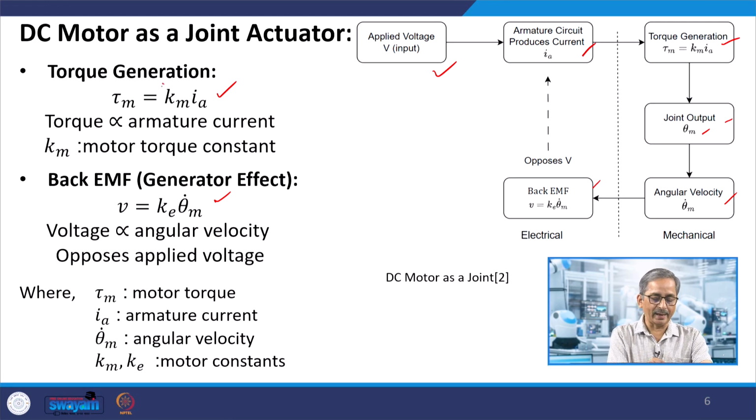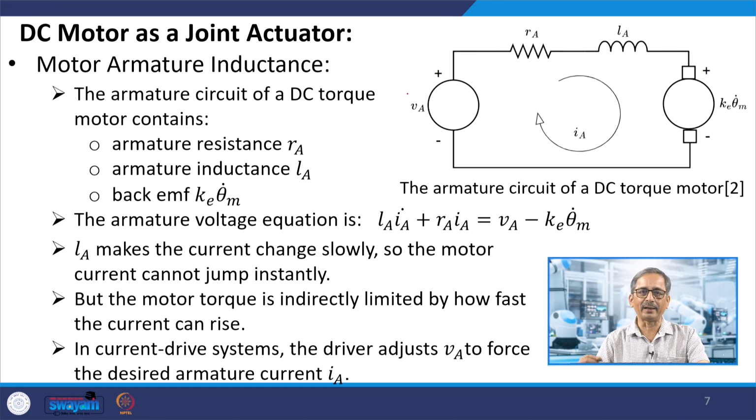These Km and Ke are called the motor constants. Here is a schematic of your motor where you have a voltage source. Ra represents the resistance of the armature, La represents the inductance of the armature, and here your brushes are indicated, and you have the power through the shaft from here. This is the back EMF generated. Then I can write the Kirchhoff equation here.